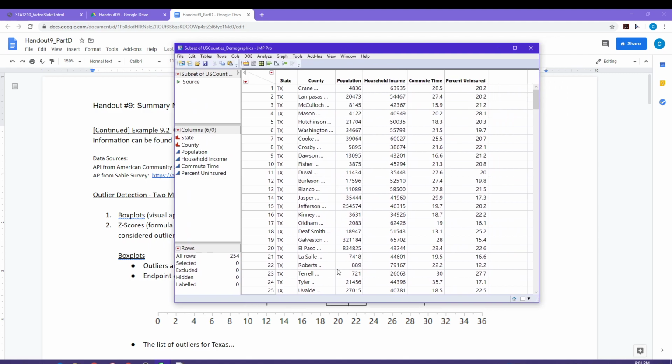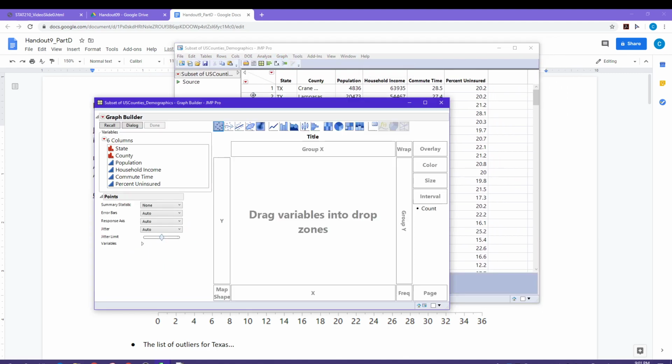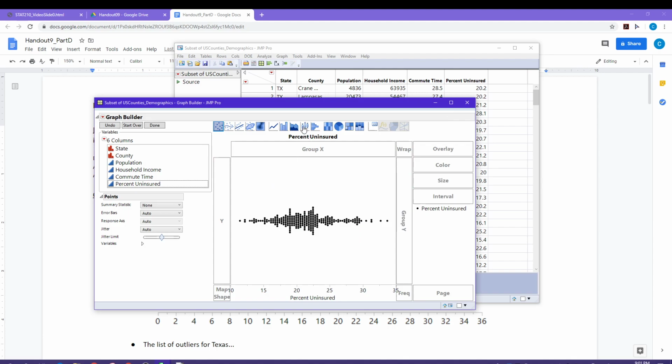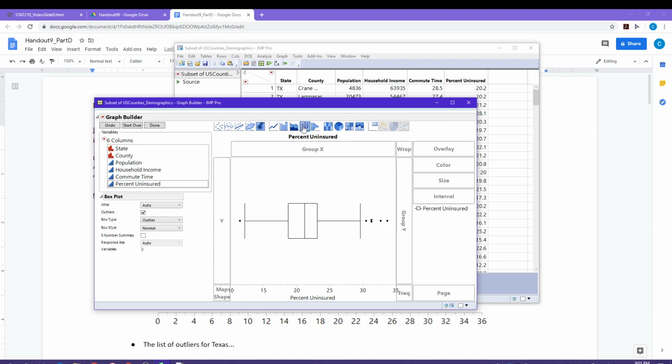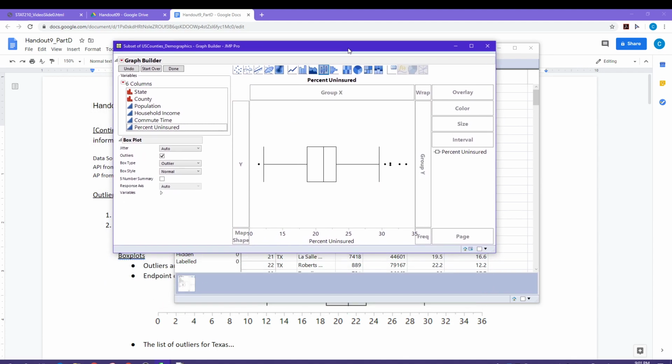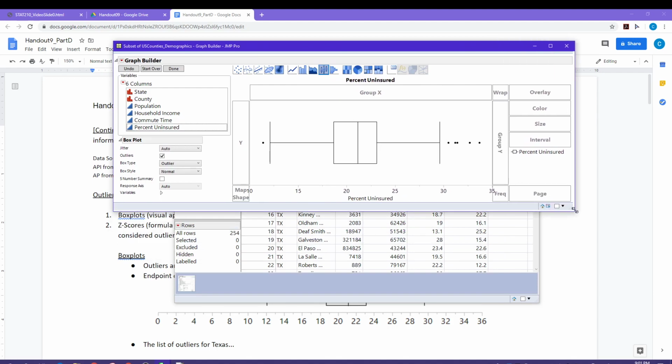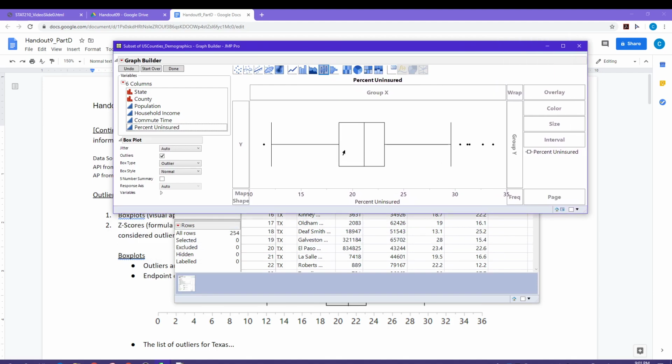We can create a box plot like we showed you. Graph builder, percent uninsured. And then I can just select the box plot again up here. And that'll be the box plot that we'll be looking at here. It does have some outliers identified. We talked about that a little bit in Part C, and we'll pick up where we left off with that as well.